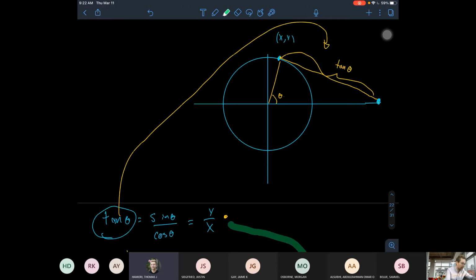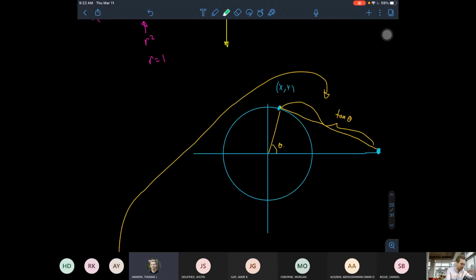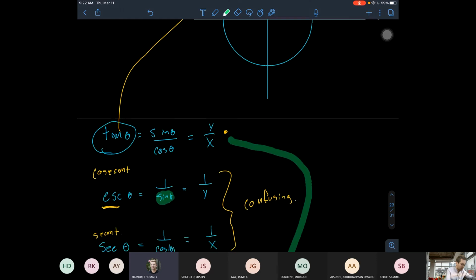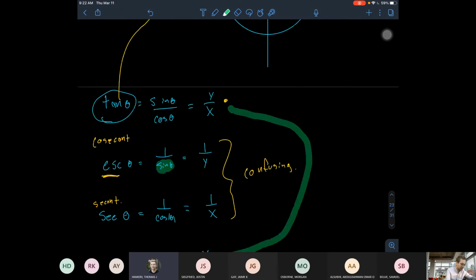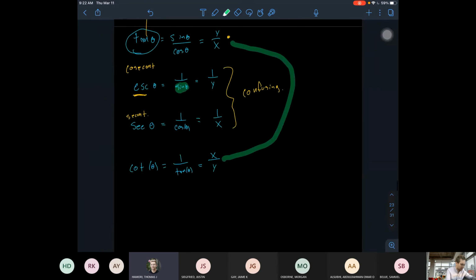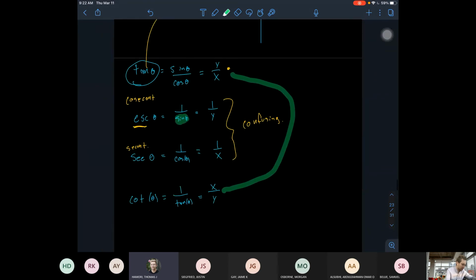If you want to know how cotangent manifests, I don't remember. Maybe I'll look it up and give you a cool drawing. Anyways, these last three, you basically find them by figuring out first what is sine, cosine, and tangent, and then you just flip those in order to get cosecant, secant, and cotangent, respectively.